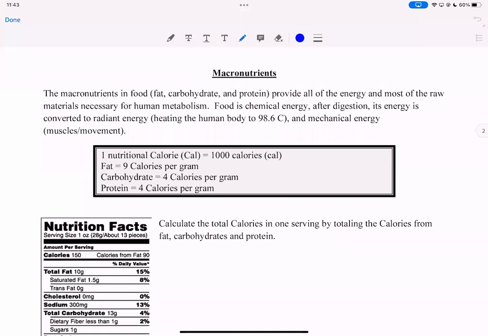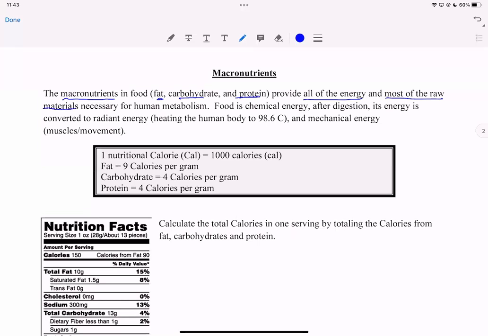So let's take a look at how those calories are calculated from the information on the nutrition facts label. So this is talking about the macronutrients in food. So food can be broken down into its components. The majority of what food is made out of is these components: the fat, carbohydrate, and protein. That provides all the energy, so all the energy and most of the raw materials.